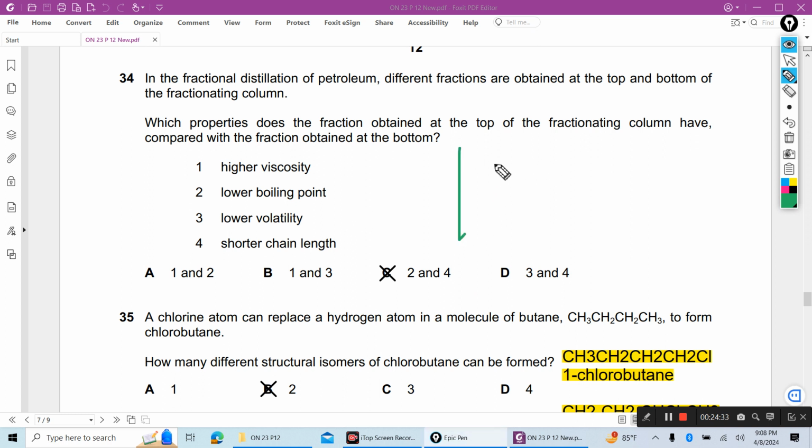Fractionating tower: the top one has a low boiling point, and the substance at the top is separated which has shorter chain length, which has less molecular mass. So C is the correct answer.